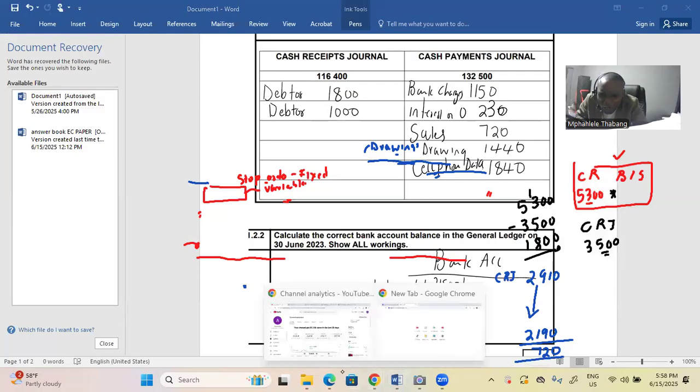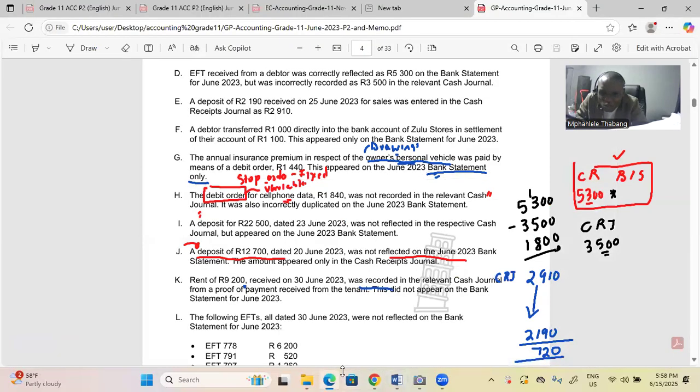Okay, if we go back to the information, we notice that there is also a mistake made by the bank. It was incorrectly duplicated. So the bank recorded this twice. What did they do? They deducted 1,840 twice. So if we go to the bank statement, on the debit side we will see 1,840, another 1,840.